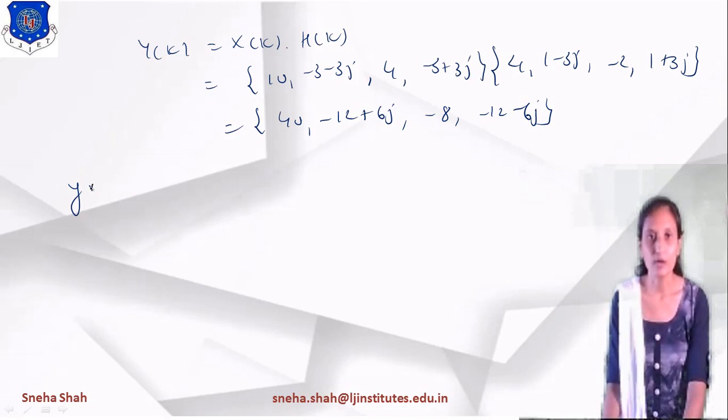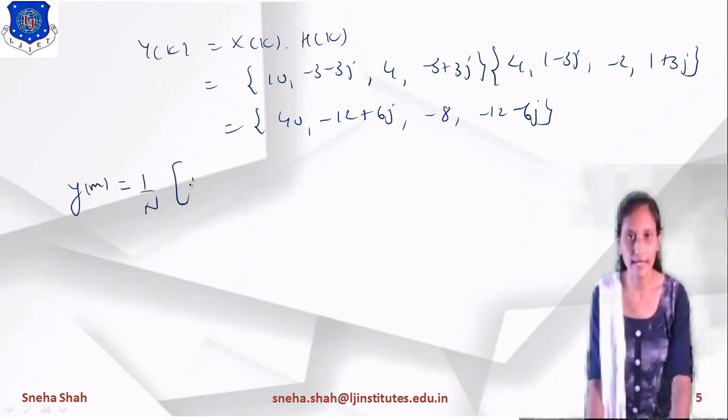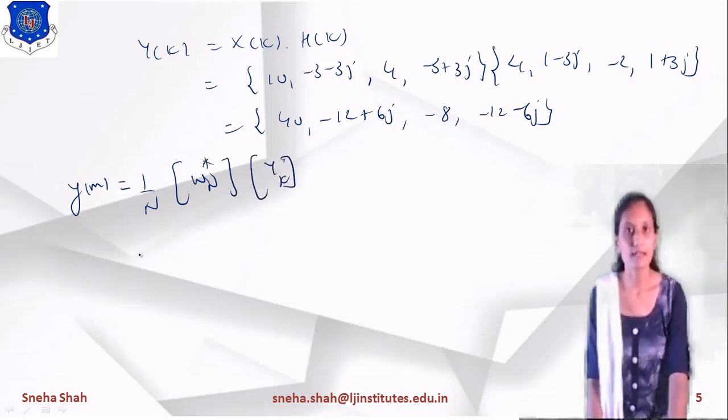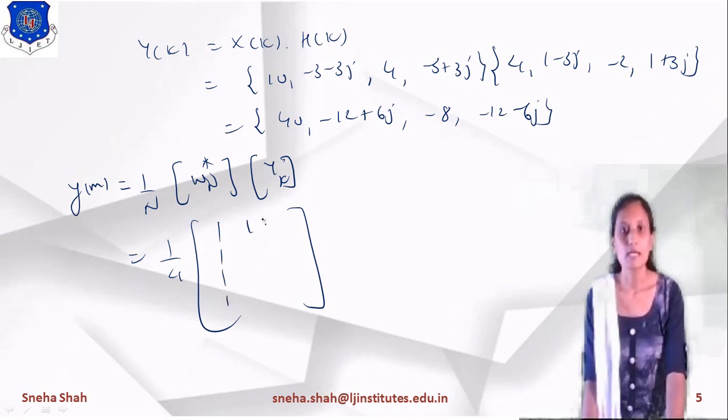Now we have to find the value of y of n, which means the IDFT of this. Then the value will be 1 by N, W_N conjugate, multiplied with y of k, right? So what is the value of N? N means the number of terms. The number of samples is 4, so 1 by 4. Here we will take the conjugate of the twiddle factor matrix.